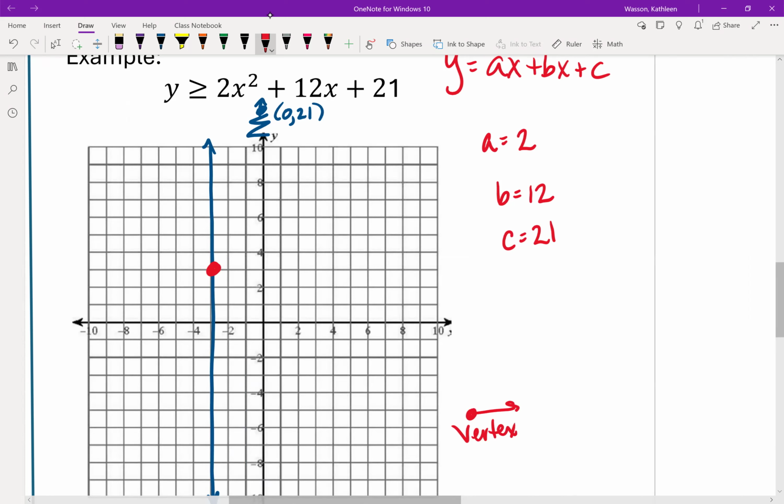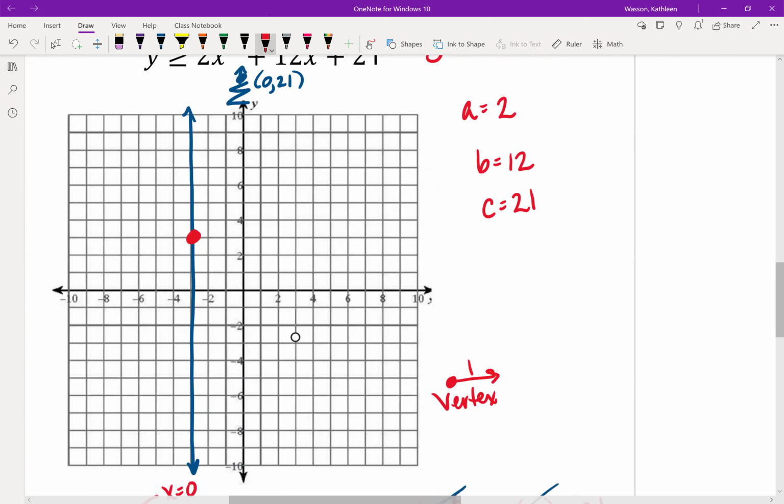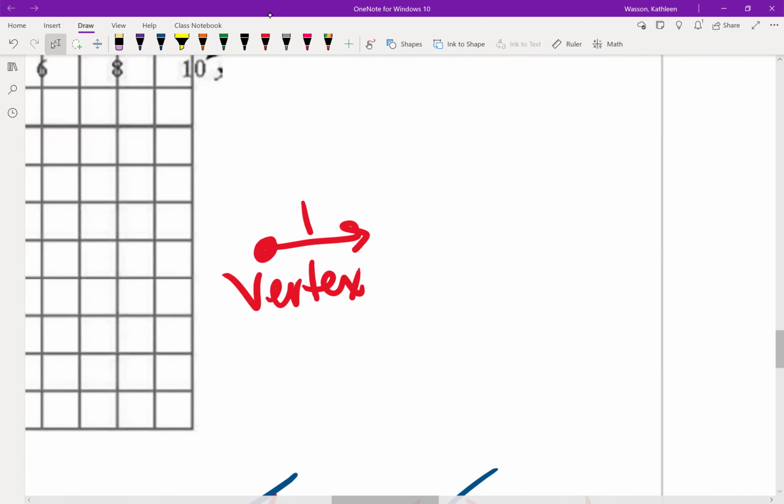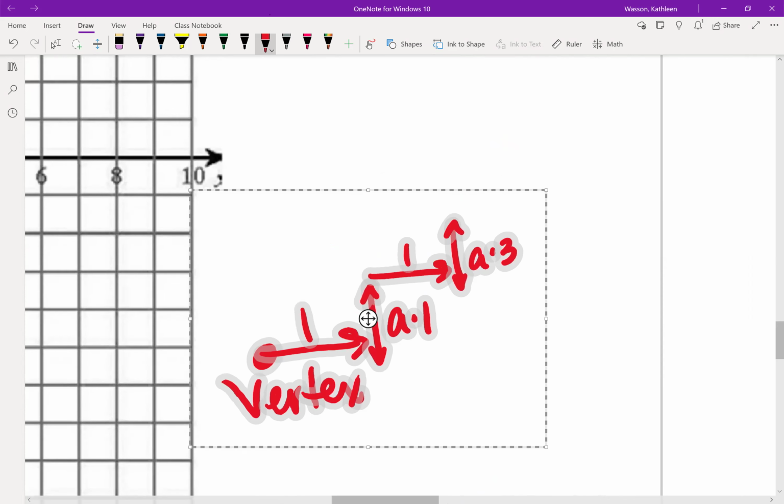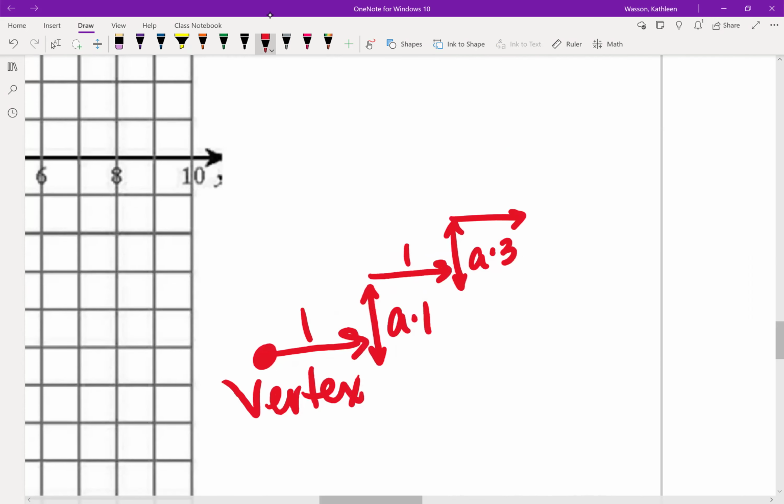I would go right 1 block, and then I would go up or down a times 1. Let's say it's up. It'll be up for this one. So then I would go right 1 block again, and I would go up or down a times 3. And then I would go right 1 block again, and I would go up or down a times 5. And you continue multiplying by odd numbers, 1, 3, 5, 7, 9, 11, 13.